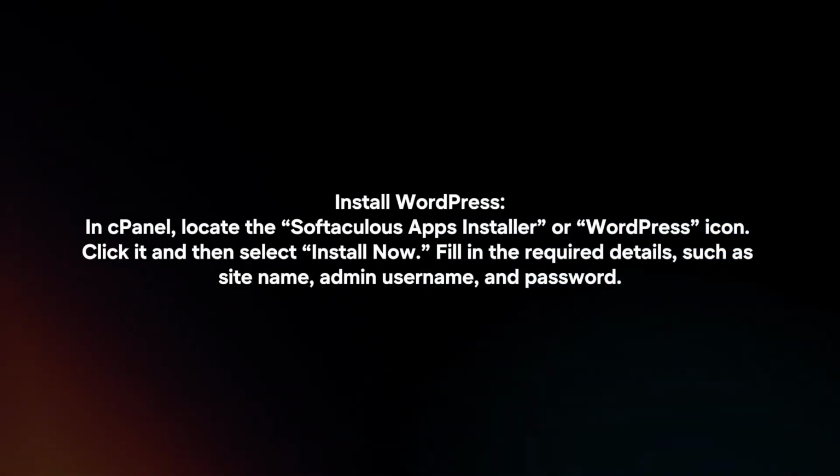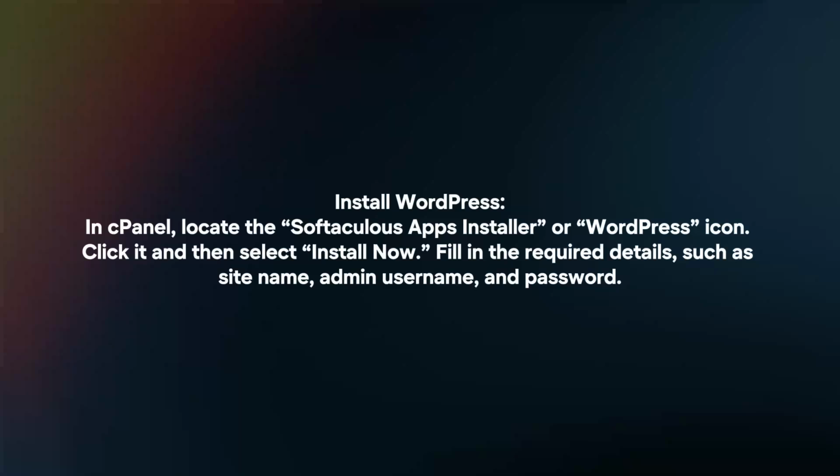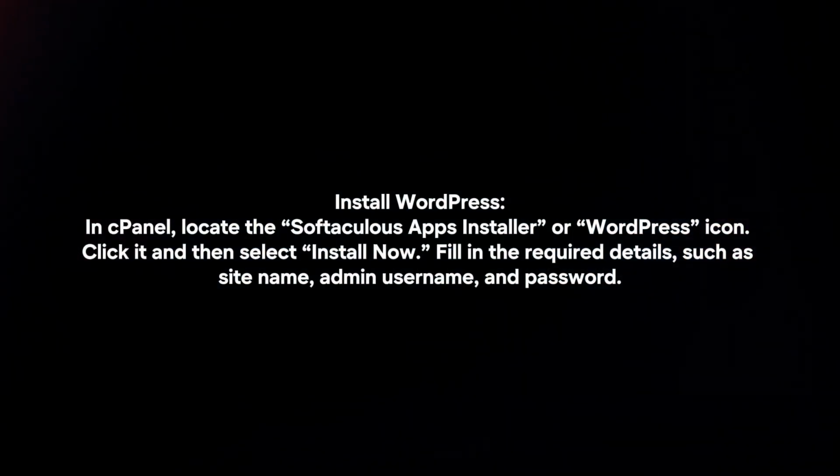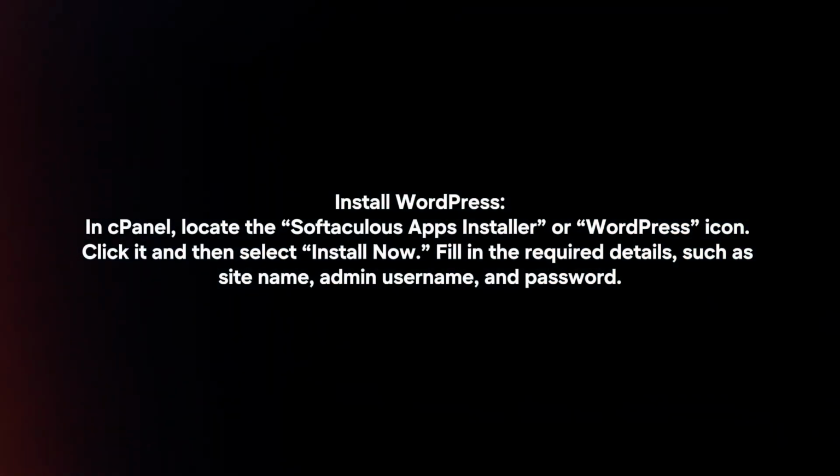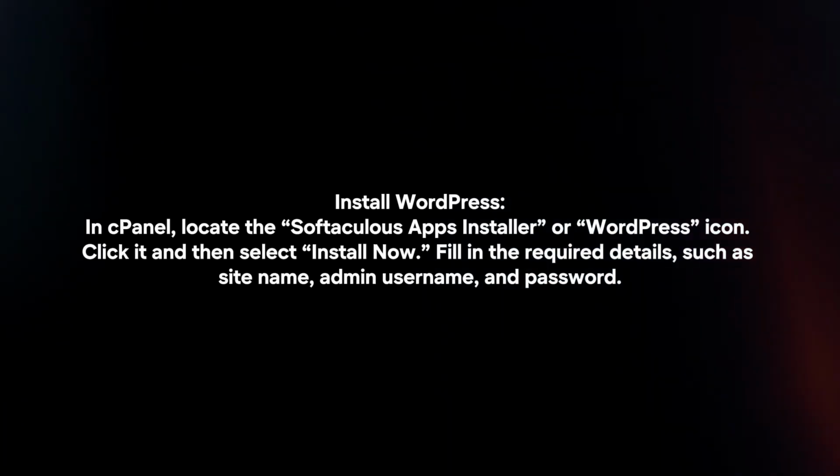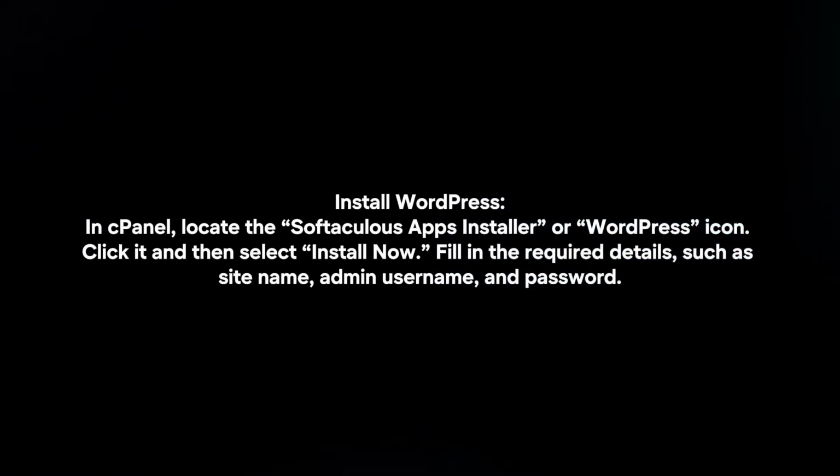Install WordPress. In cPanel, locate the Softaculous Apps installer or WordPress icon. Click it and then select Install Now. Fill in the required details such as site name, admin username, and password.